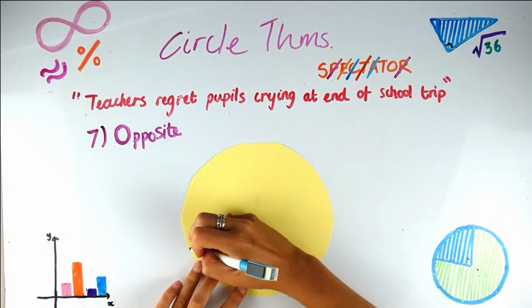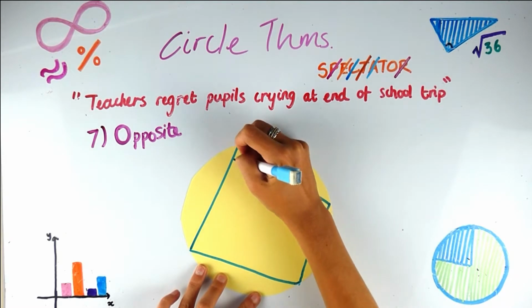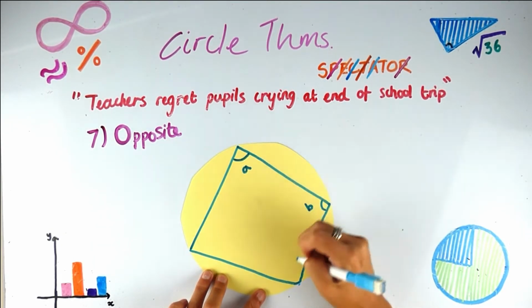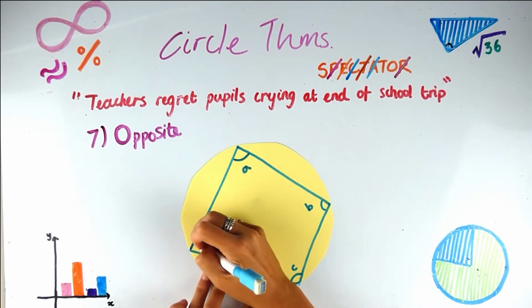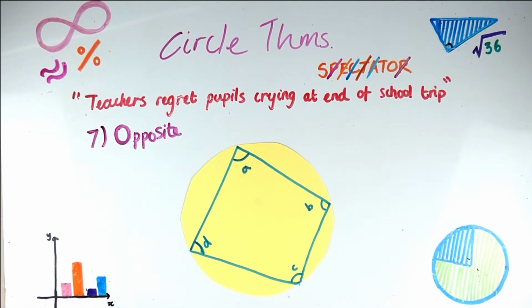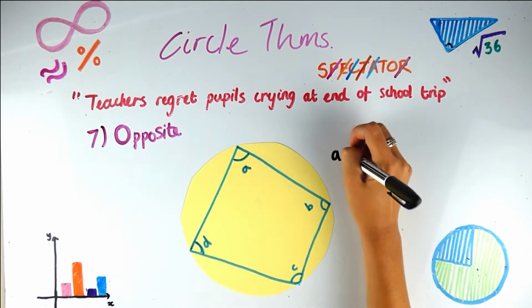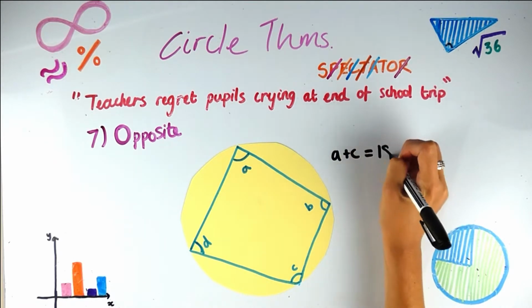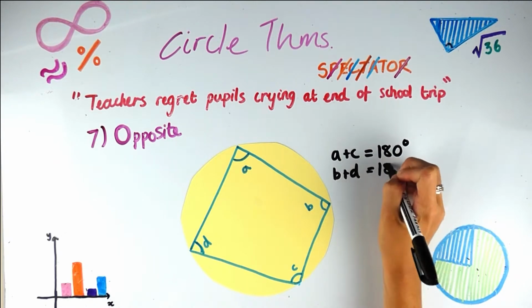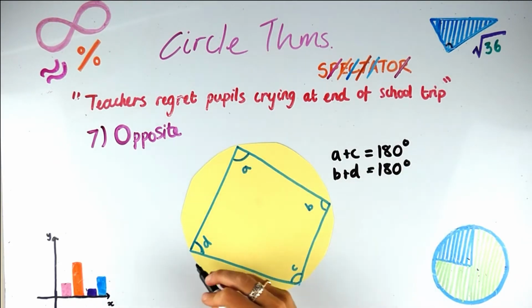So a quadrilateral. So the angles in a quadrilateral. So here are my angles in a quadrilateral, but it's the O for opposite, so the opposite angles add up to 180. And so if A and C, therefore A and C add up to 180, and B and D add up to 180 because they're opposite.